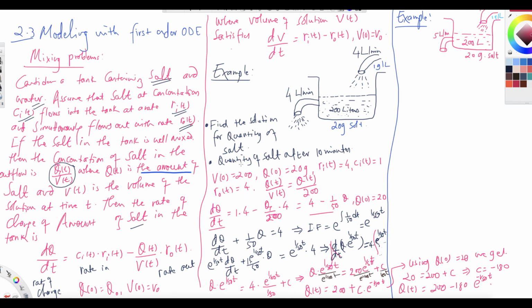In part B, find the quantity of salt. This Q stands for the quantity of salt, okay? So that is Q(t). This is what it is asking. It is asking Q(t). So this is the answer for the first problem.